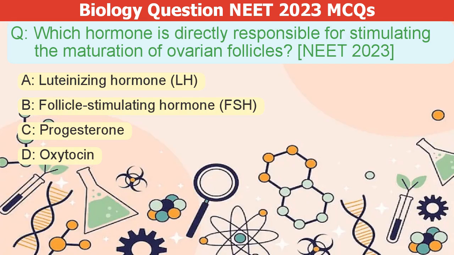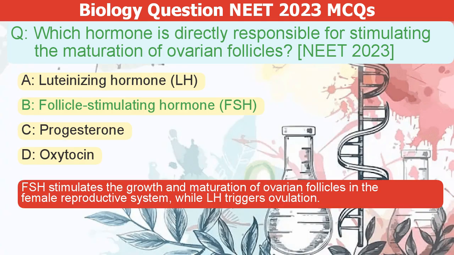Which hormone is directly responsible for stimulating the maturation of ovarian follicles? NEET 2023. A. Luteinizing hormone, LH. B. Follicle stimulating hormone, FSH. C. Progesterone. D. Oxytocin. The correct answer is B. FSH stimulates the growth and maturation of ovarian follicles in the female reproductive system, while LH triggers ovulation.